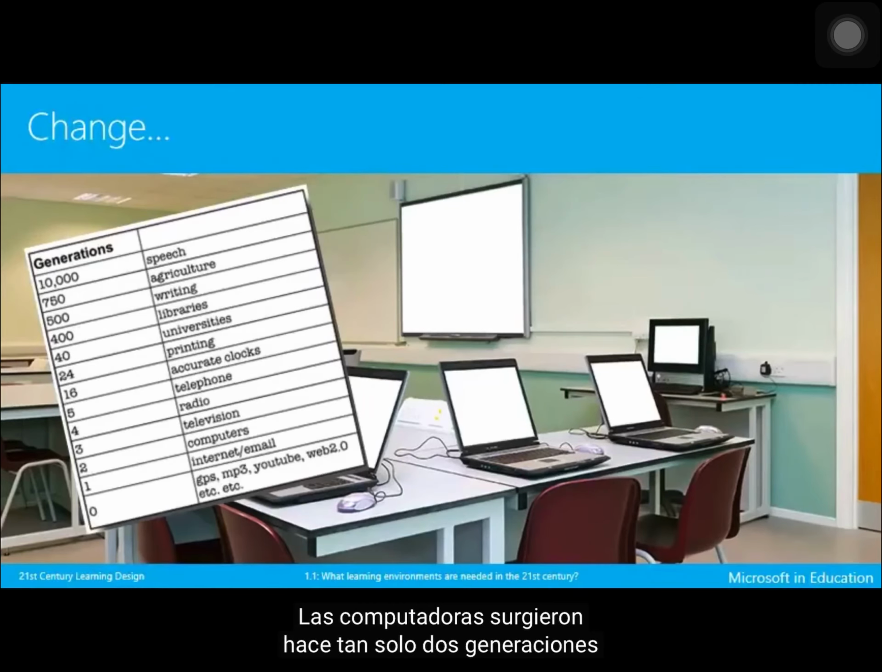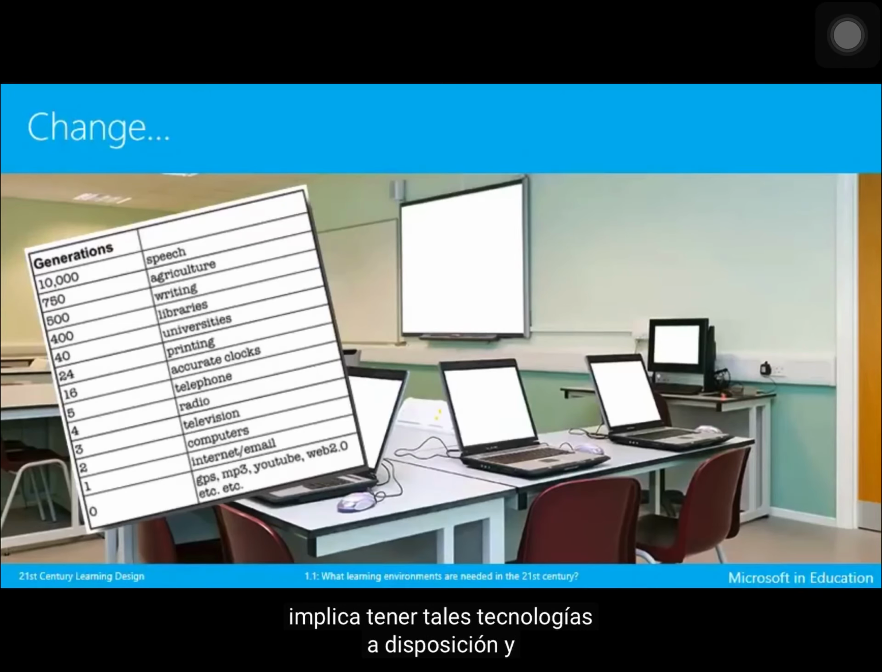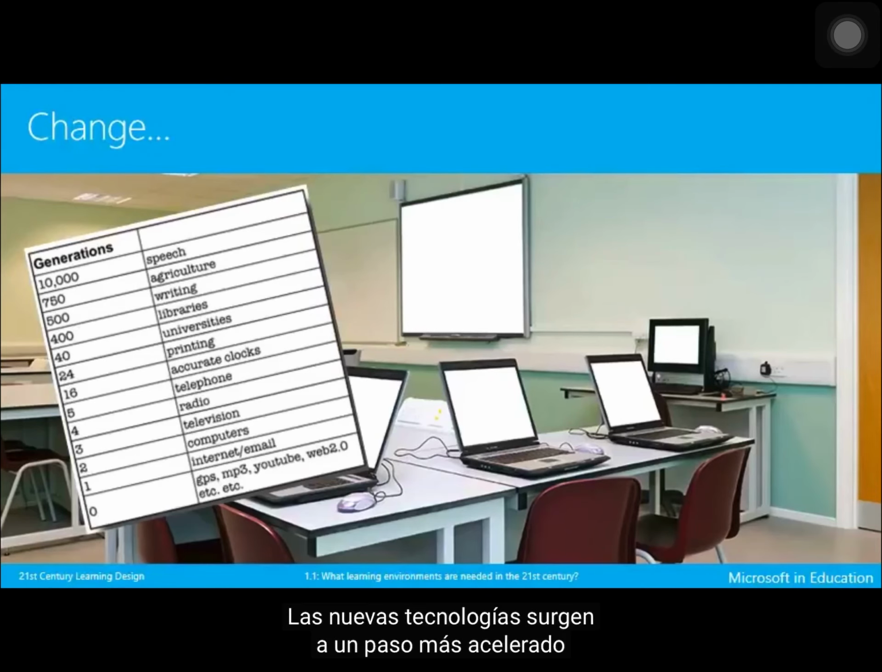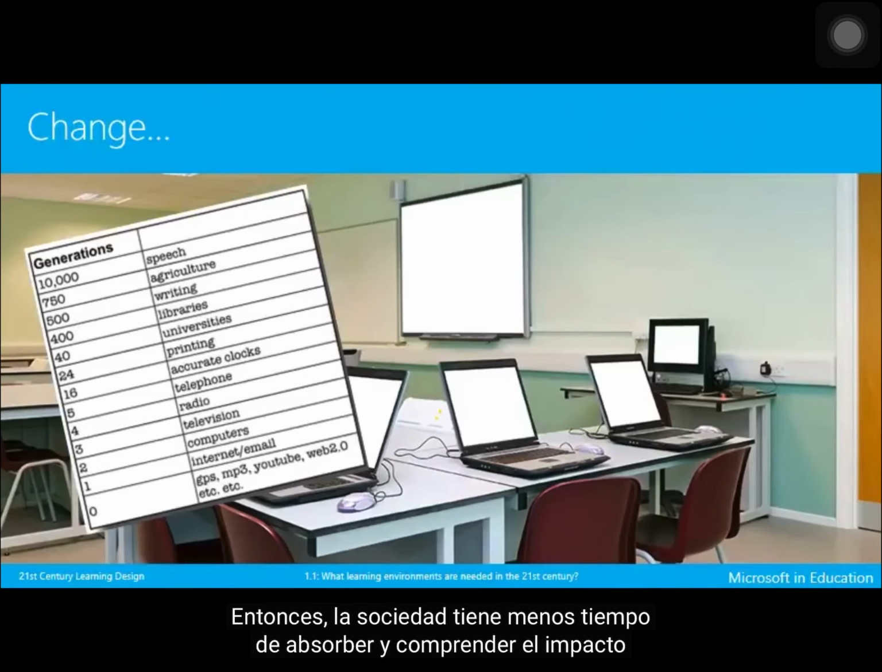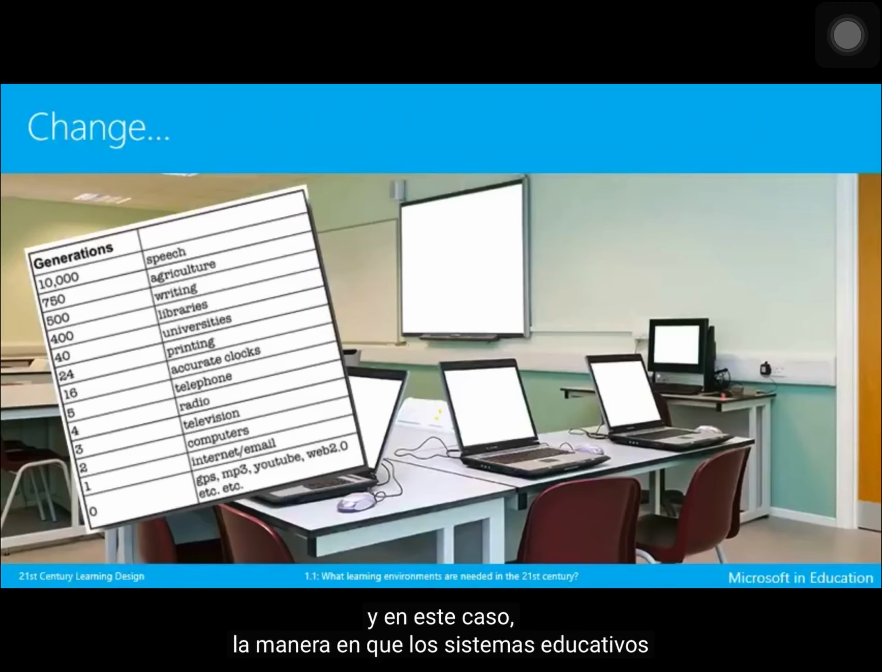Computers emerged just 2 generations ago, and we now live in a world of GPS, YouTube, Facebook, etc. So society is struggling to keep pace with the ramifications of having such technologies available and how they are being used. The second key idea revealed by this chart is that the pace of change is increasing. Newer technologies come along at a faster rate. So society has less time to absorb and understand the impact or implications that using these technologies can have on the structure and fabric of society and how it is organised, and in this case, how education systems can or should be organised as a result.